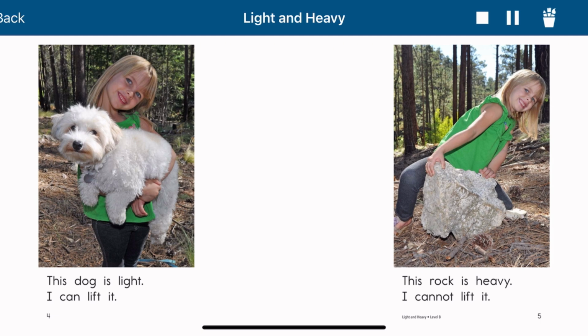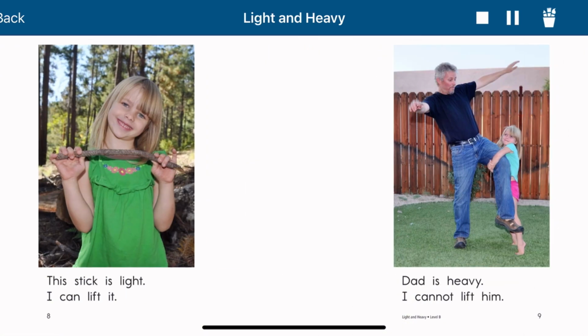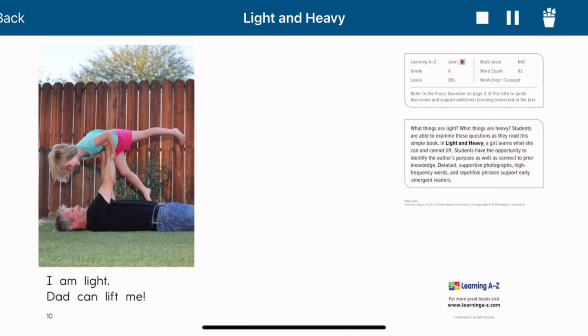This rock is heavy. I cannot lift it. This rock is large. I cannot lift it. This rock is heavy. I cannot lift it. This stick is light. I can lift it. But it's heavy. I cannot lift it. I am right. That can lift me.